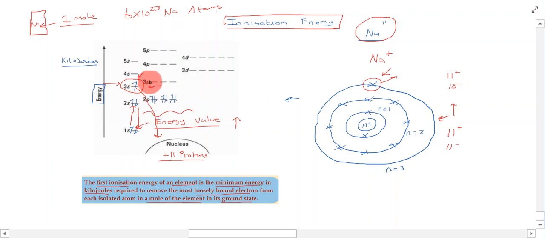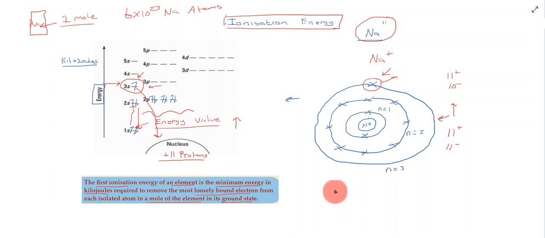So basically what we're saying is that it's the amount of energy that we need in order to pluck off the most loosely bound electron within the atoms of an element. So in the case of sodium, we'd be talking about this electron up here. This will be the most loosely bound.